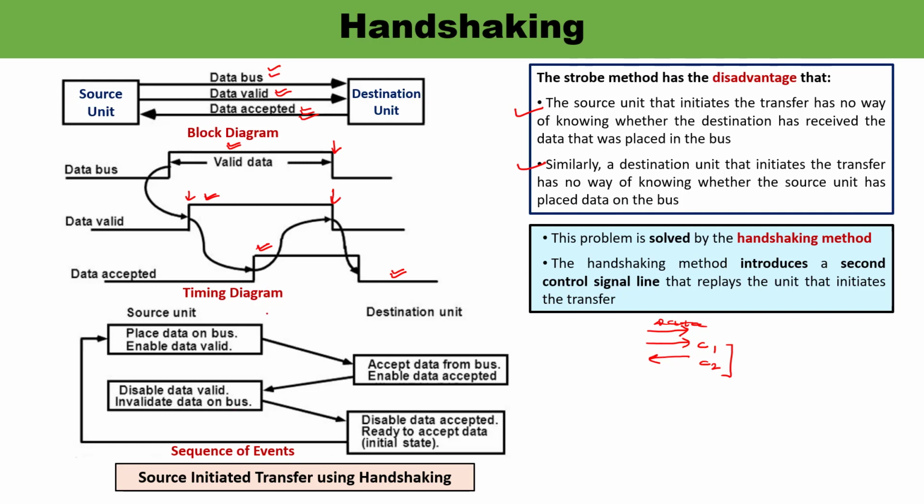First, the source unit places the data on the data buses. After this, the data valid line is enabled. When the data valid line is enabled, it means the destination unit accepts the data from the bus. When it accepts the data, it generates the data accepted signal. You can see the data accepted signal. Then after completing the acceptance of the data, it will disable data valid. You can see the data valid line is disabled, the data bus is disabled. Then data accepted will be disabled, and now it will be in the initial state. So this is the source initiated transfer using handshaking.